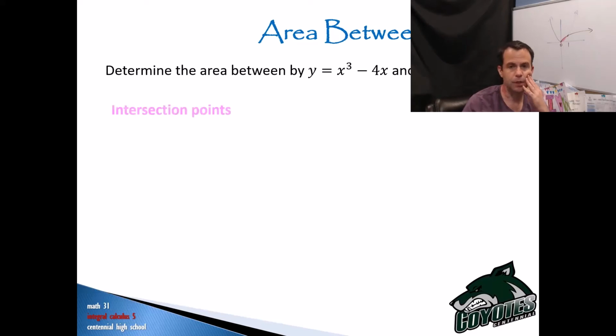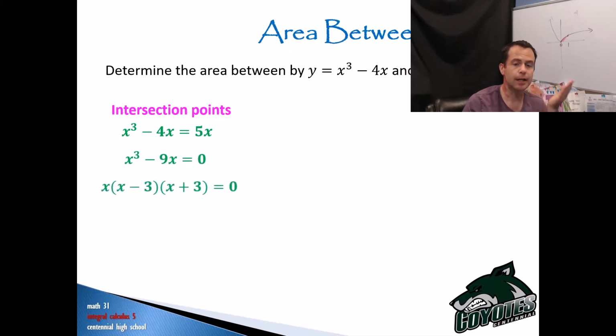So for the intersection points, I end up with x cubed minus 4x equals 5x. I'm going to bring my 5x over, so x cubed minus 9x equals 0. Factor the x out, and I end up with x times x squared minus 9, which is the difference of squares, and I factored that to x minus 3 and x plus 3. So I actually have 3 intersection points here: one at -3, one at +3, and one at 0.